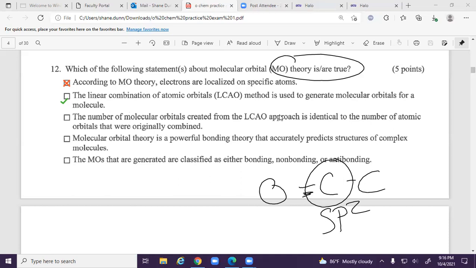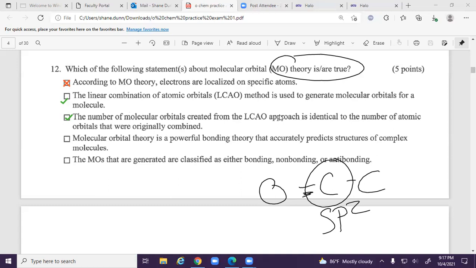So hint, hint, wink, wink. When you're trying to study for a definition, look at this and just know the things I put check marks to. And that's what it's trying to say. C is also right. The number of molecular orbitals created from an LCAO approach is identical to the number of atomic orbitals that were originally combined. So I have to add the electrons of all the atoms connected together, and that's the number of electrons in the total system together, right? I add all the electrons of oxygen, all the electrons of carbon, and all the electrons of the other carbon, and that's the amount of electrons in play right now. Correct? That's what B is saying.